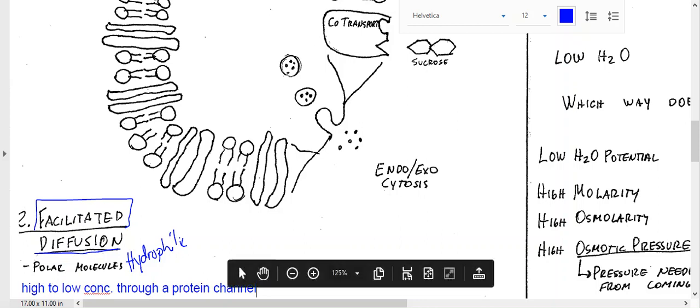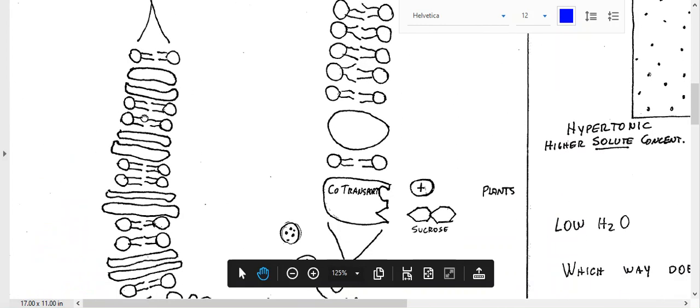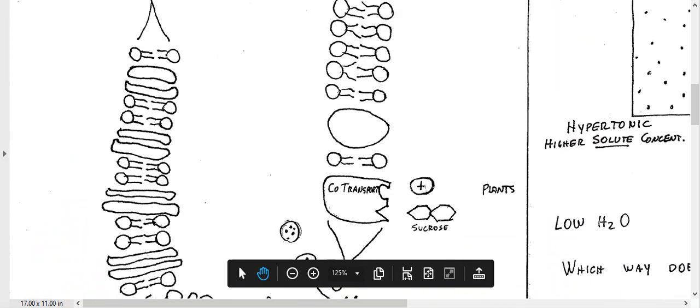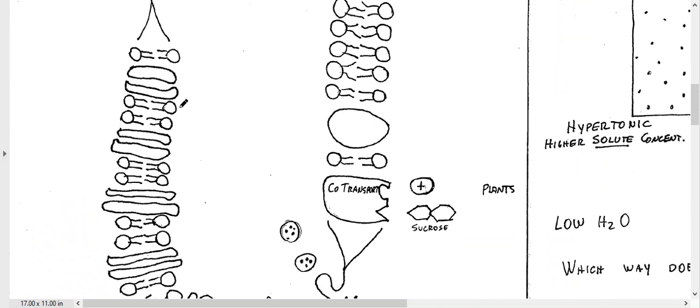So let's go ahead and scroll back up. The reason we need these protein channels is because if you are hydrophilic or polar, and you try to go through the phospholipids, you're going to get blocked. You're going to get rejected because of the hydrophobic center of this membrane. So you need a passageway to make it through, and that's why you have these protein channels.